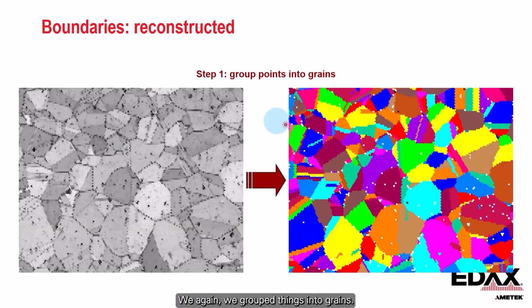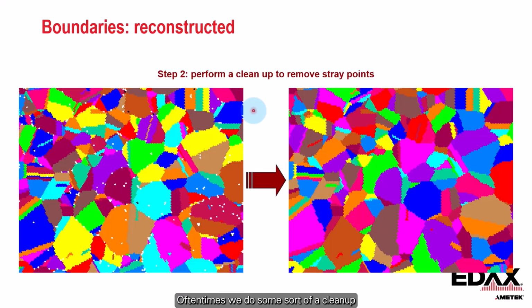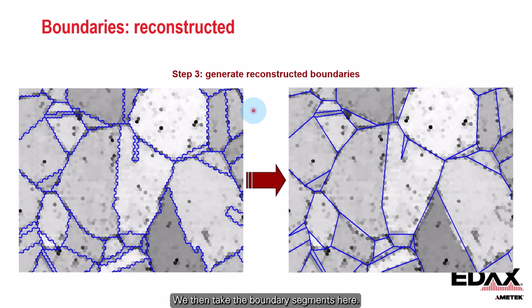How does this work? We group things into grains. Oftentimes we do some sort of cleanup just to get rid of stray points and noise. We then take the boundary segments, and you can see the grid relationship here. We identify the triple junctions, and then we draw straight lines between them. And in areas where, as in this example, the straight line doesn't match the orientations, it will break that into a segment.